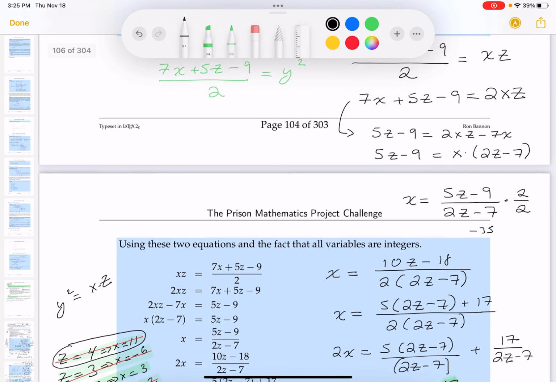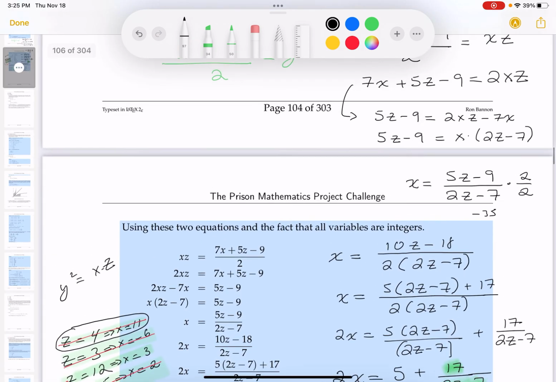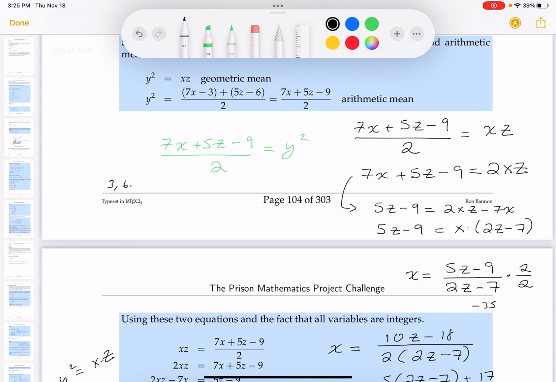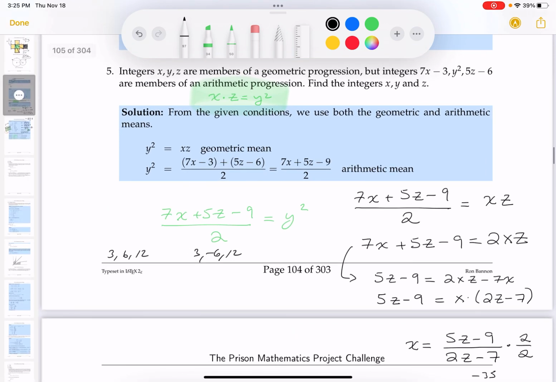So you're doing overkill over here. So 3, 6, 12, right? Or 3, minus 6, 12. And what's the arithmetic sequence going to be? Well, let's do this one first. And what do you get? 7 times 3 is 21, minus 3 is 18. Y squared would be 36. What's the last one? 5z. Well, that's going to be 5 times 12, which is 60, minus 6 is 54. What's the common difference over here? Looks like 18.